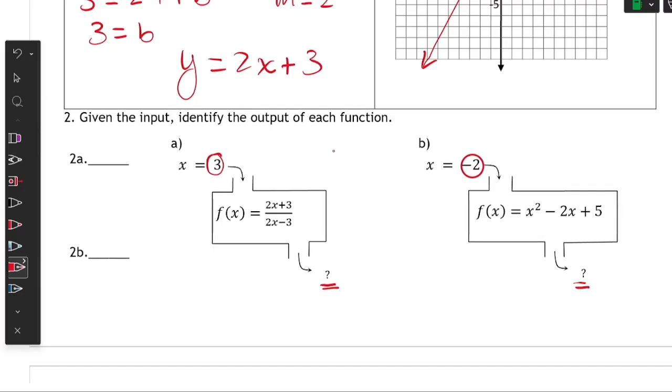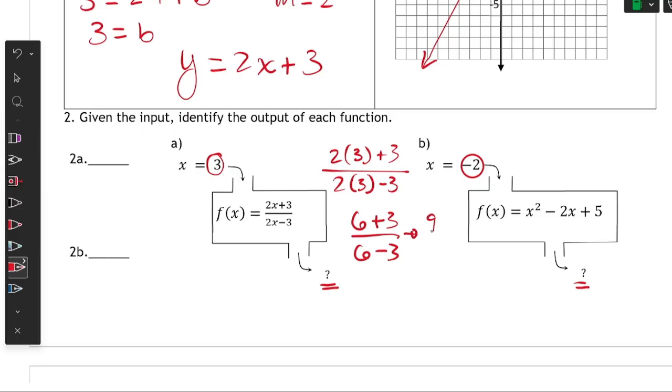So for this first one, I'm just going to go ahead and say, hey, I've got 2 times 3 plus 3, that's the numerator, over 2 times 3 minus 3. So if I rewrite that again, it looks like 6 plus 3 is on my numerator, and I've got 6 minus 3 for my denominator. So that looks like it's going to be 9 over 3, which is the number 3. So for part A, when I give that function 3, it gives me 3, right? The output would be 3.